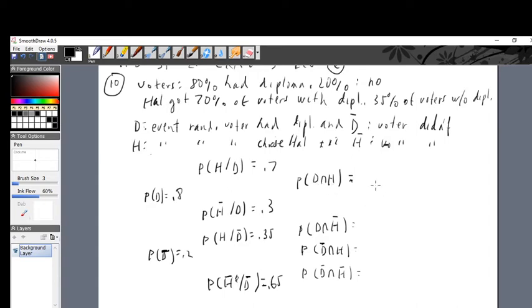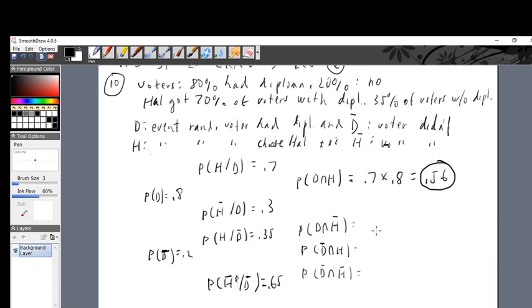Let's figure that out. That means that has a diploma and voted for Hal. So how many people fit in that category? Well, 70% of the voters with diplomas voted for Hal. Hal got 70%, and only 80% of the people had diplomas. So it's going to be 70%, which is 0.7, times the 0.8 that have diplomas. That's going to be the people that voted for Hal and also have a diploma. 70% of those 80% are going to be those people. So what's that? That's 0.56.